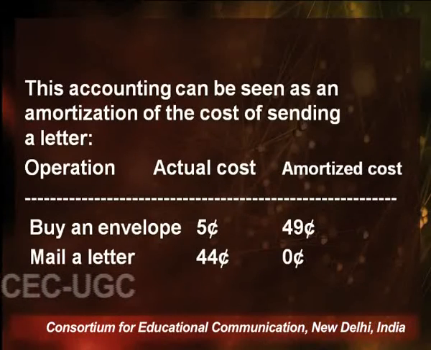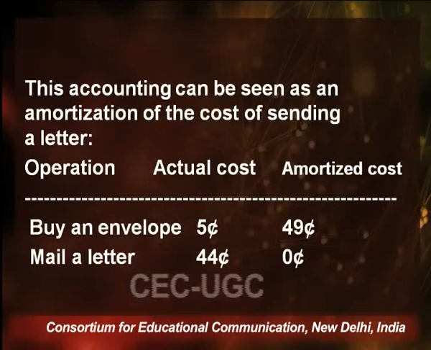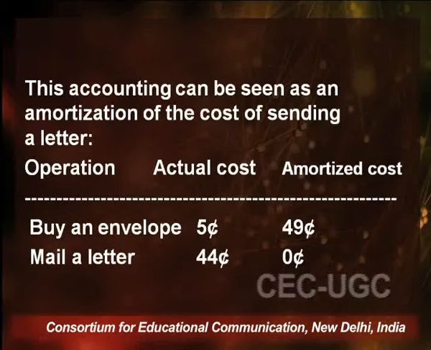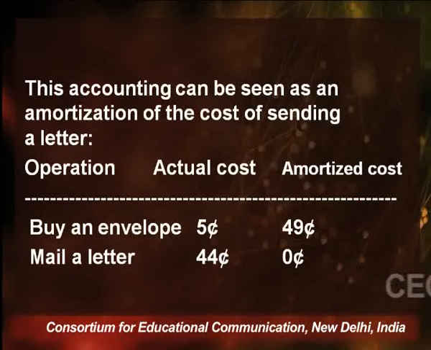That means that charge has already been taken when we are purchasing the envelope. So this accounting, or this kind of debit-credit method, can be seen as an amortization of the cost of sending a letter. Now let us consider that within this operation we have basically two transactions, or sub-operations. One is buying an envelope, and the other is mailing, or sending, that letter.